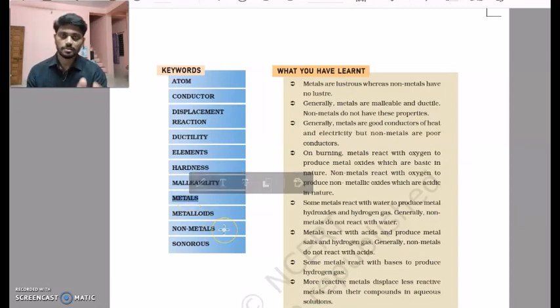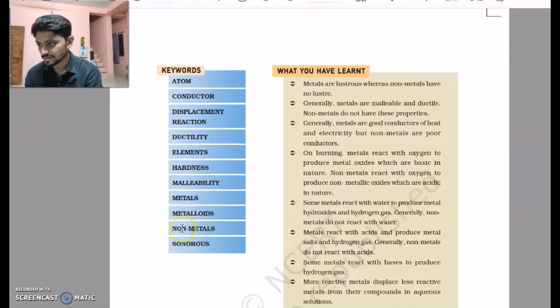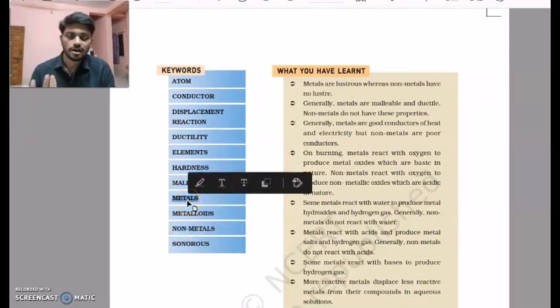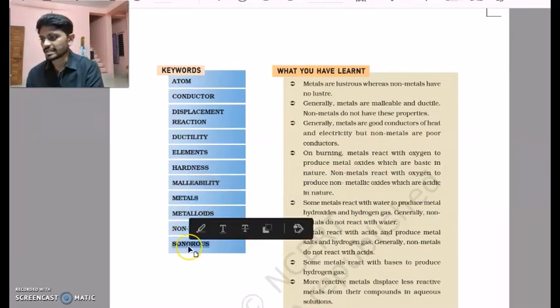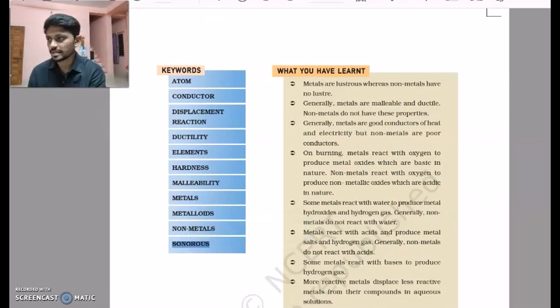Metals are part of elements. Then we have others known as non-metals. And these metals have a lot of physical properties which keep them separated from non-metals. We have discussed these throughout the chapter. The last keyword is sonorous. Sonorous is a property where a metal creates a ringing sound when it is struck or dropped. So this property is called the sonorous property.